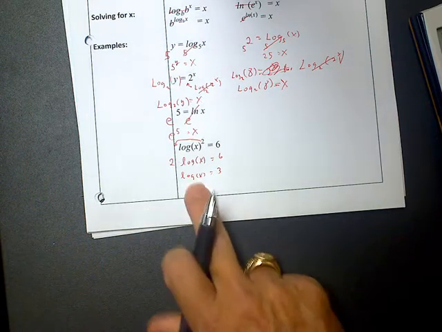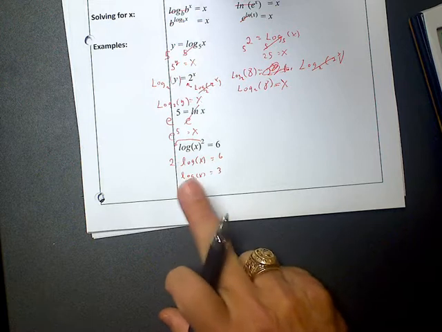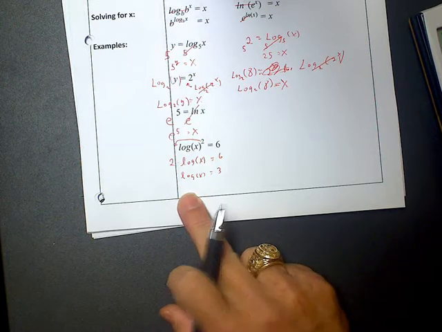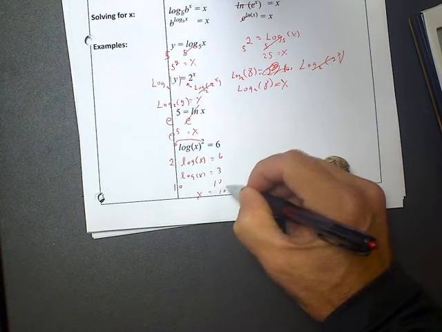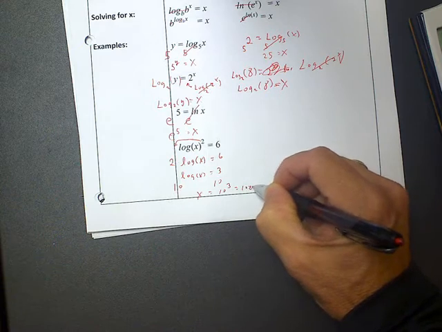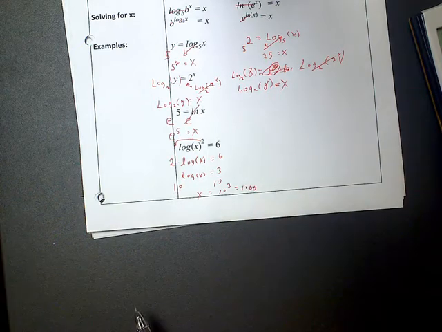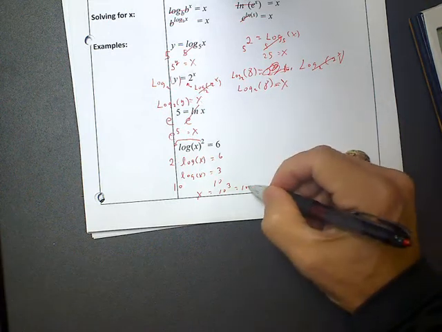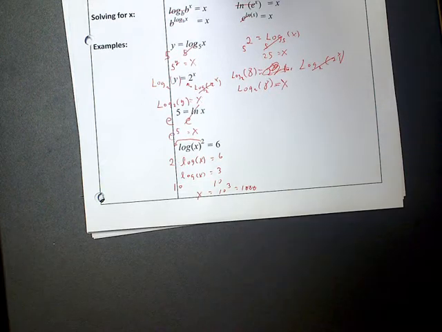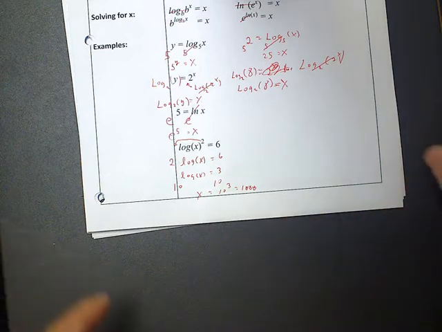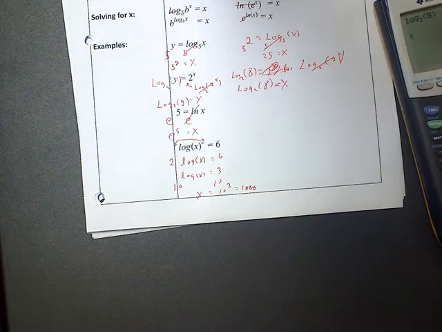What is the inverse of log with no number? 10. So x equals 10 cubed, or equals 1,000. And that's it.